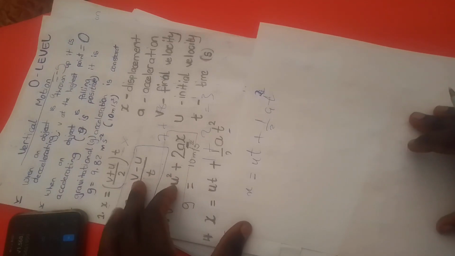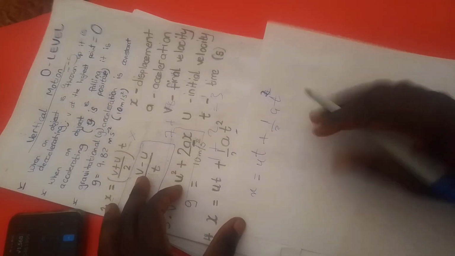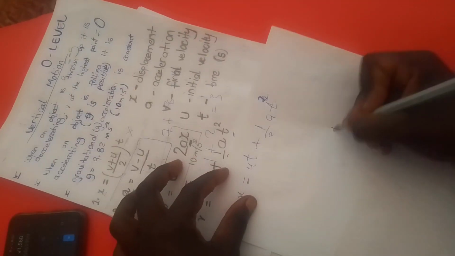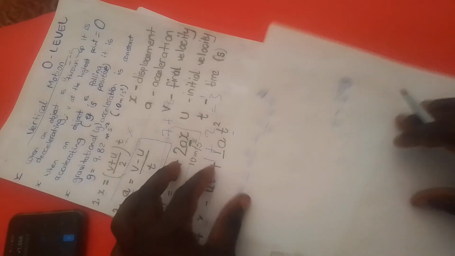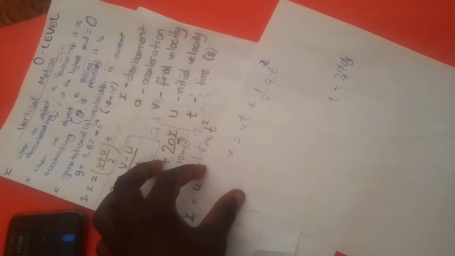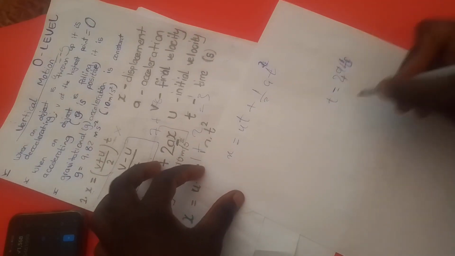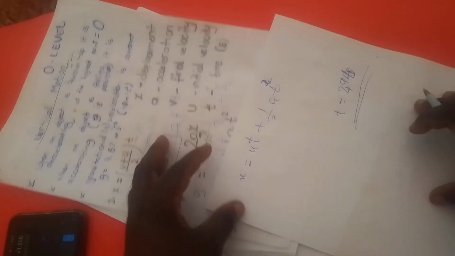How many meters did it travel, a displacement of how much? Okay, so how do we figure that out? We use this equation. Because to reach the highest point, t is equal to, that's why I told you to keep this value close to you, 2.94 seconds. t is equal to 2.94 seconds to reach the highest position.